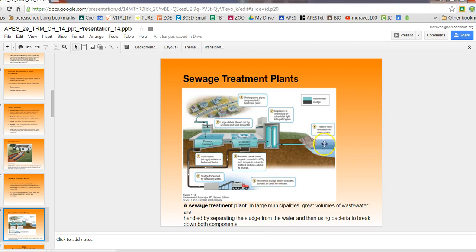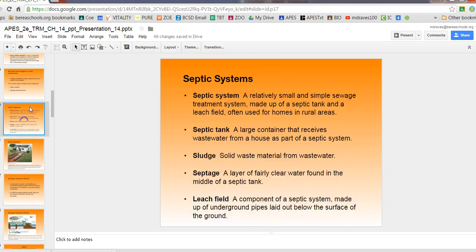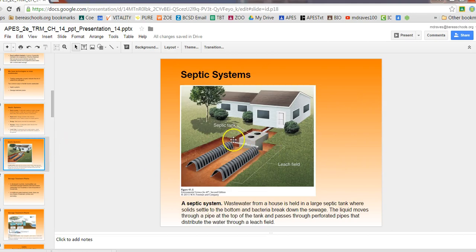Now, if you live further out from residential areas that are dense, like suburban and urban areas, a lot of times homes are not hooked up into the system and need to have their own system, and so that's called a septic system, which pretty much looks like this. It's a thing in the back of the house under the ground, and the waste from the home goes into the septic tank, and in that septic tank there's bacteria that work and digest it, and then that would leach out into what they call a leach field. So this liquid moves through a pipe at the top of the tank and passes through these perforated pipes that distribute the water through this leach field. Okay?